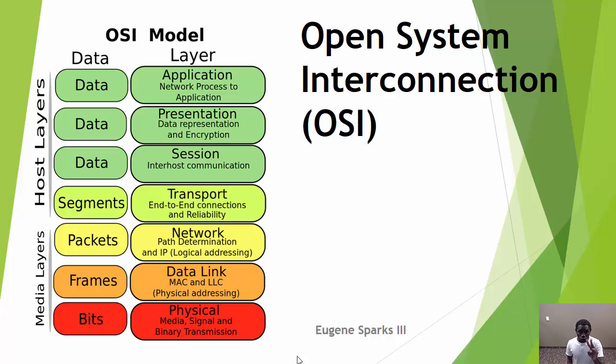It's grouped into 2 groups. The first group is called upper, which consists of application, presentation, and session. The second group is called lower, which consists of transport, network, data link, and physical.